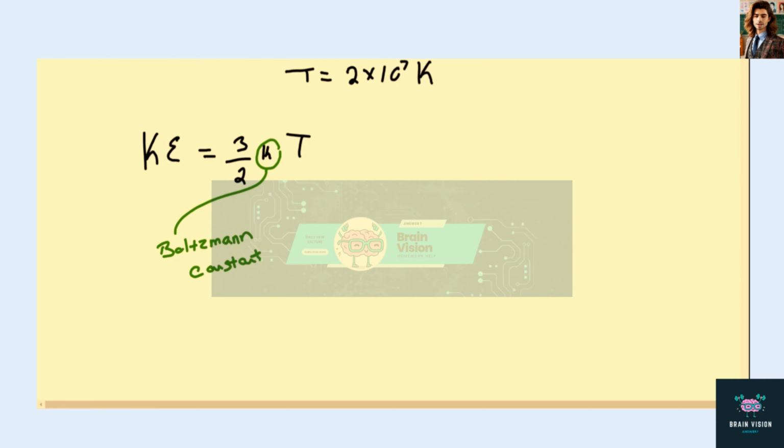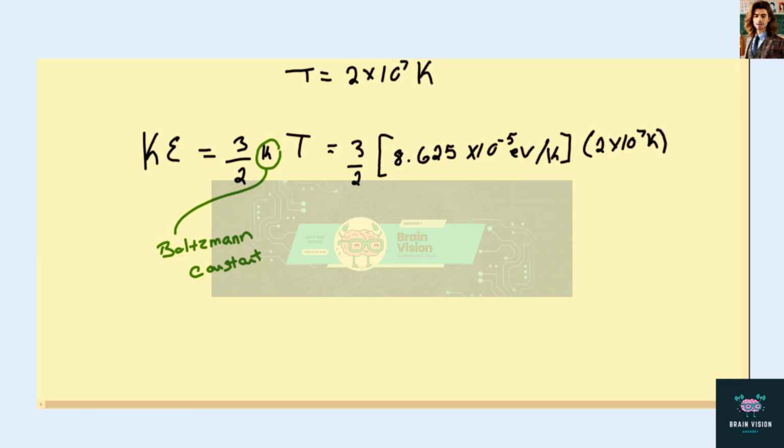Okay, and so here we can just plug and chug. The Boltzmann constant is 8.625 times 10 to the negative 5 eV per K, times 2 times 10 to the 7 K, equals, and you put all of this into your calculator, and you're going to have a kinetic energy of 10 to the 3 eV. And that is your answer.